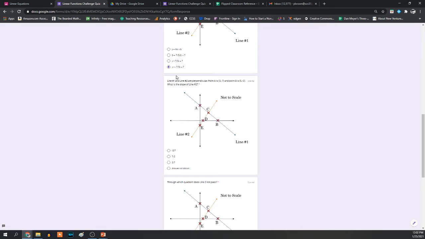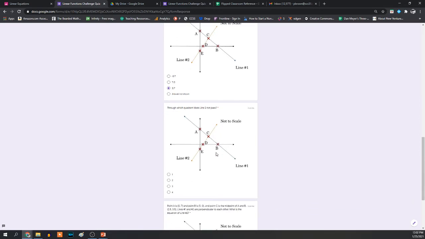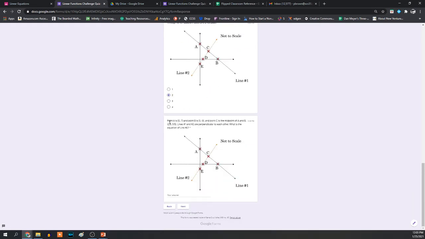Good to go. Okay, lines 1 and 2 are perpendicular. Ooh, what's the slope of line 2? Well, lines that are perpendicular have slopes that are negative reciprocals. Since I have established this is a negative 7/5, the other would be a positive 5/7. Negative reciprocals. All right. Through which quadrant does line 2 not pass? So here's line 2. It goes through quadrant 1 and 4 and 3, so it does not go through quadrant 2.